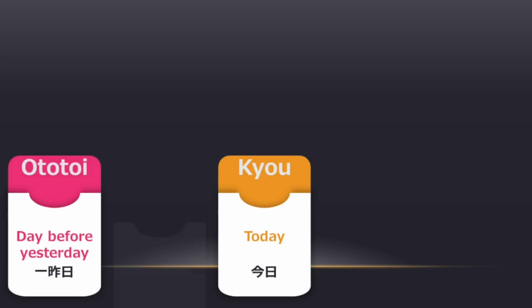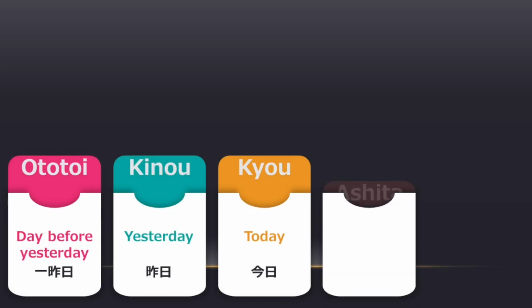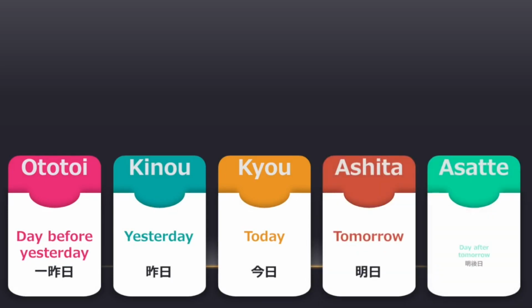Next, let us see the other words related to the previous and future days. Ototoi is day before yesterday. Kino is yesterday. Ashita is tomorrow. It is not ashita but ashita. The I is virtually silent here, so it has to be pronounced as ashita. Next is asatte, which means day after tomorrow. Let me pronounce them once. Ototoi, kino, kyo, ashita, asatte.